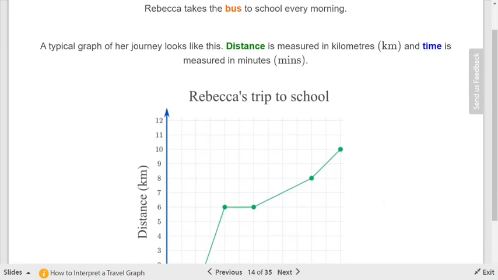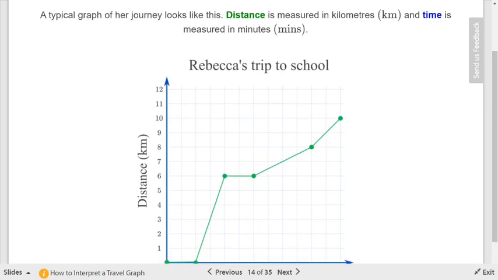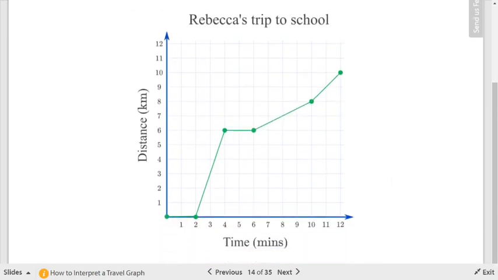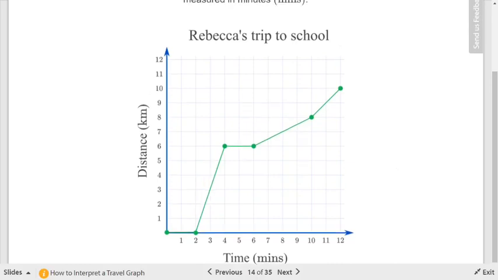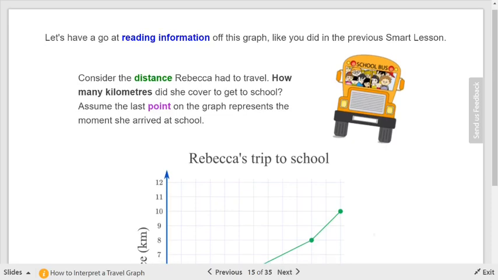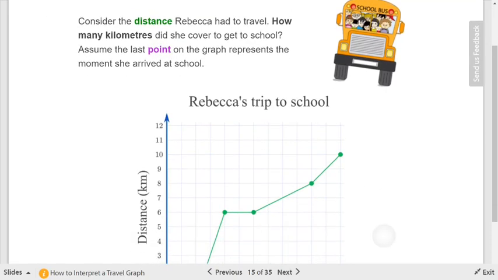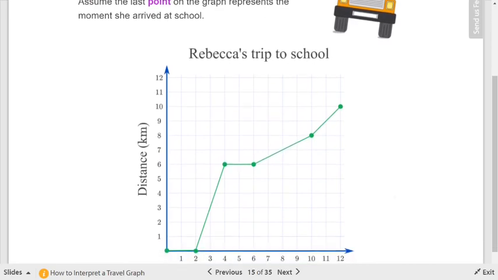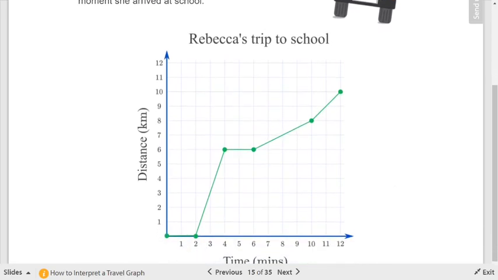So here's another one. Rebecca takes the bus every morning. The distance is measured in kilometers and the time is measured in minutes. So there's a graph of her trip. Let's look at the information and consider how far she had to go to get to school. How can you tell which point represents how far she had to travel to get to school? The point at the end of the line, right?